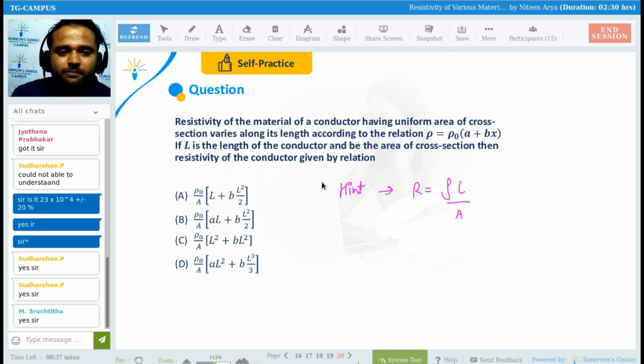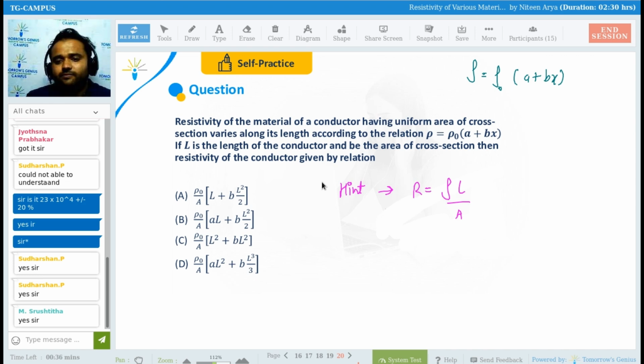Let me breathe once. So this is the relation. The resistance R equals rho L by A, right? So instead of rho directly, which is uniform, we have this: rho naught (A plus Bx). Instead of L, you need to put dx, and instead of R, you need to put dR. Everything is going to remain the same, and you need to integrate between 0 to L. Simple.